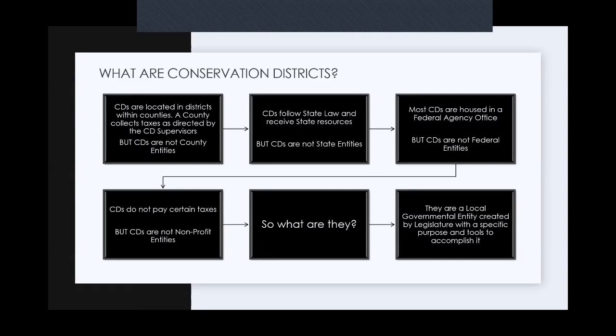Conservation districts are set up by law, and they follow state law, but you're not state. Most conservation districts are in federal offices and work hand in hand with the federal government, NRCS, Natural Resource Conservation Service, but they're not feds. They don't pay certain taxes, but conservation district boards are not a nonprofit. So exactly what are they? They're autonomous governmental subdivisions of the state, individually formed and under the complete direction of your conservation district board.